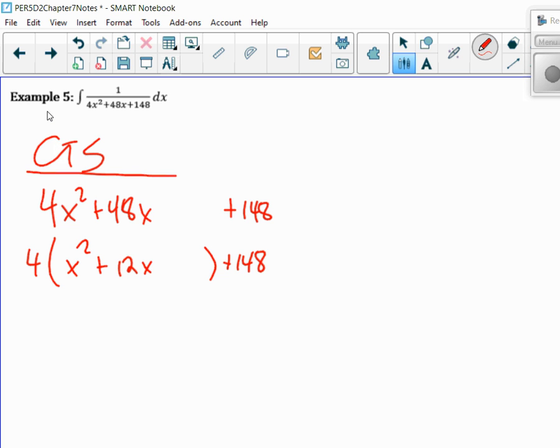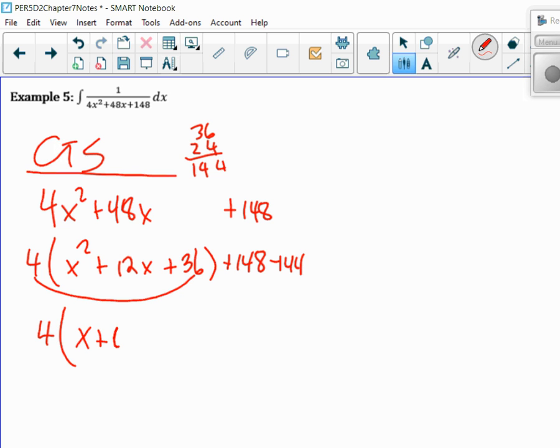We take half of 12, which is 6. 6 squared is 36. 36 times 4 is 144. So what did I actually do here? I added 144. So what do I have to do to compensate? Subtract 144. So this is 4 bracket x plus 6 squared plus 4. Okay? So this is the integral of 1 over 4 bracket x plus 6 squared plus 4 dx.